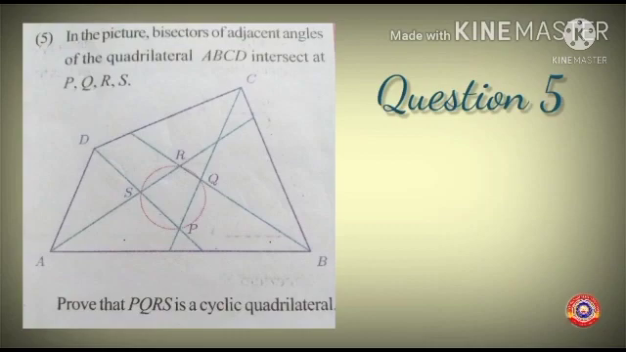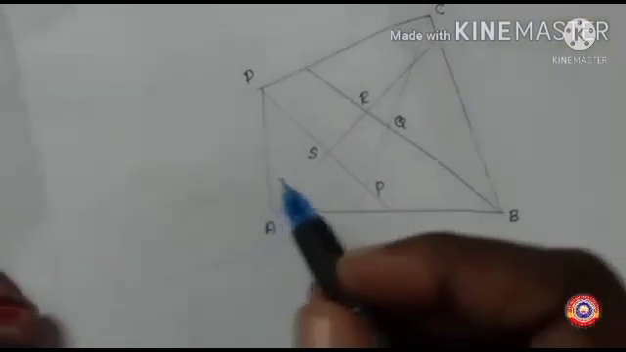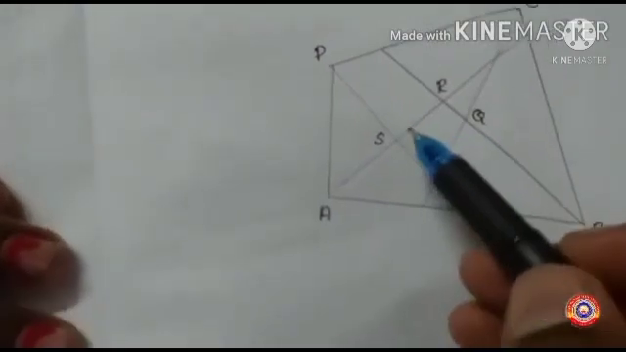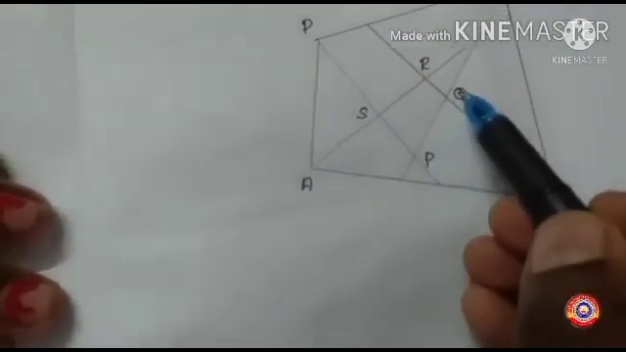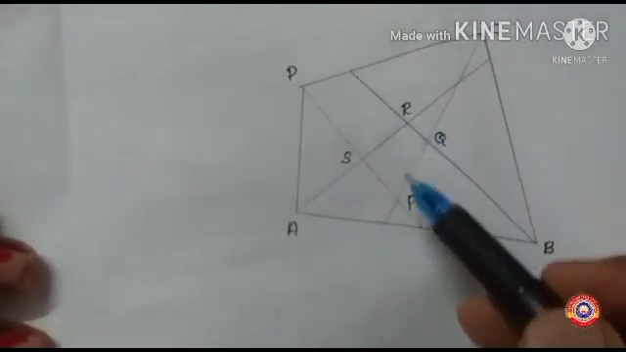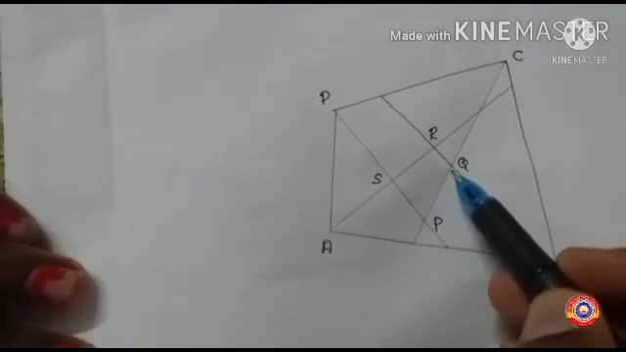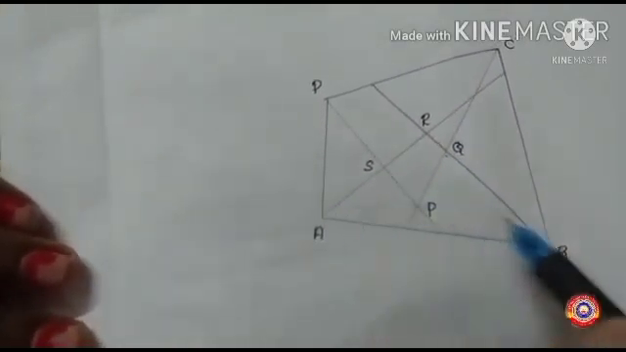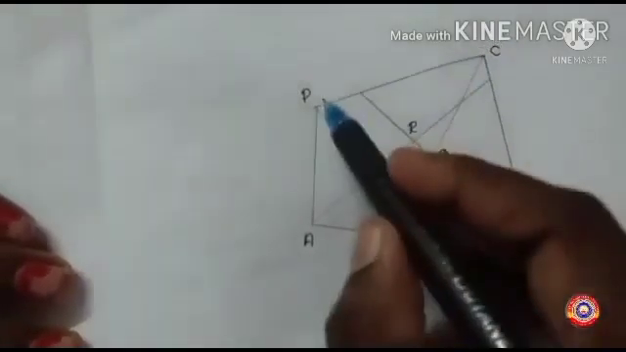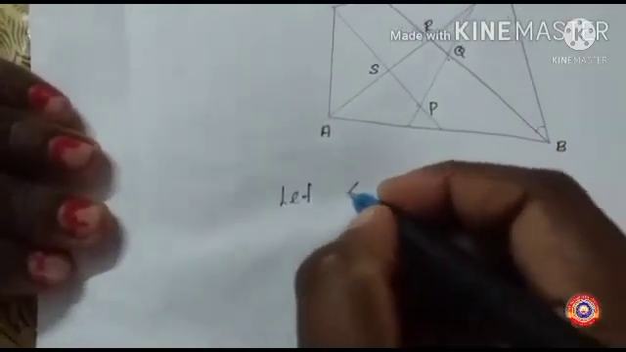Here we have to prove that PQRS is a cyclic quadrilateral. ABCD is a quadrilateral and we have to prove that PQRS is cyclic. So it is enough to prove that the sum of opposite angles is 180 degrees. First, we have to assume the angles of the quadrilateral.